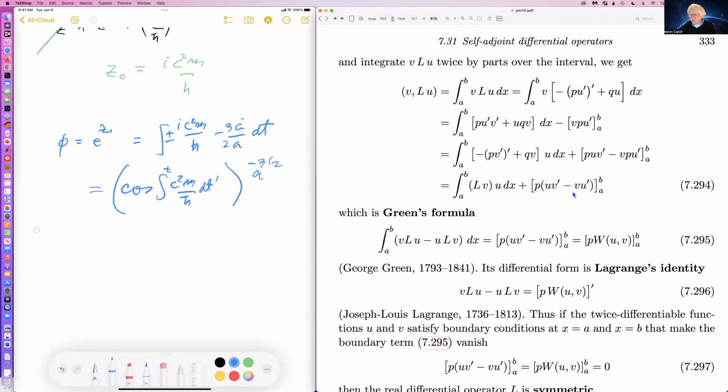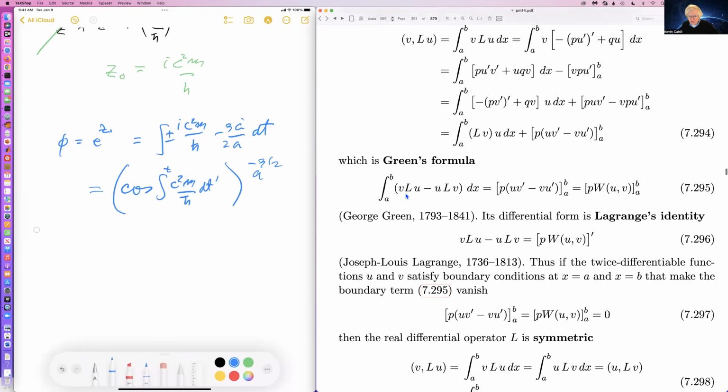And notice this is a Wronskian. And this is what's called Green's formula. So Green's formula for the asymmetry of this, in other words, VLU minus ULV, is that it's the Wronskian evaluated at the endpoints, at B minus the Wronskian evaluated at A.